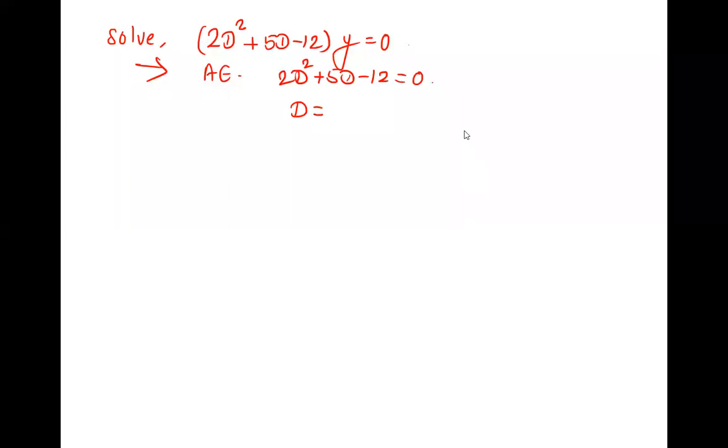Sure, good. So it is asking you A, B, C. A is 2, you told me. B is 5. And C is, what is C? Minus 12. Press equal, you are getting something. What is the root? 1.5 and minus 4. Yes, very good.